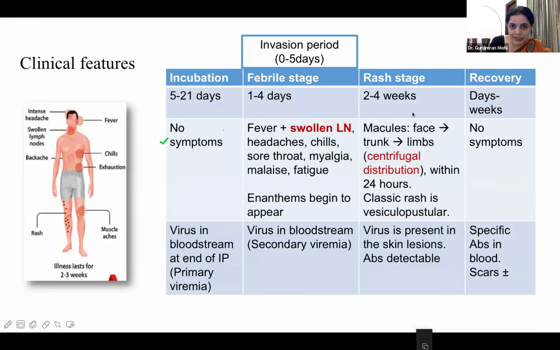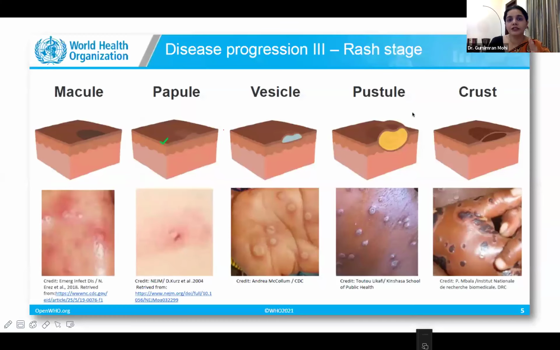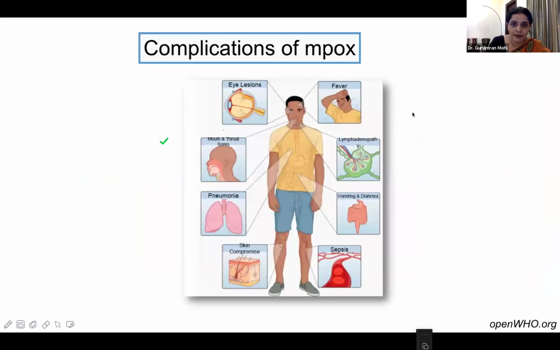And eventually there will be a febrile stage, in which we have fever. The typical point to remember in mpox is that we have swollen lymph nodes here, right? And then the rash is centrifugal. It will start from the face, then trunk, and then spread to the limbs. So unlike chickenpox, which starts from the body, mpox lesions start from the face. There is a progression of the lesions from macule, papule, vesicle, pustule, and eventually it will crust over.